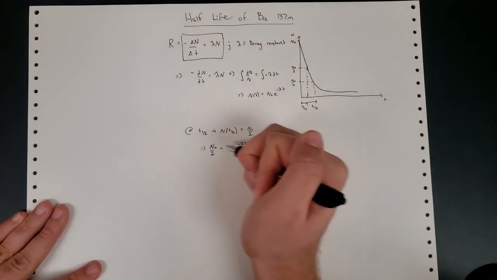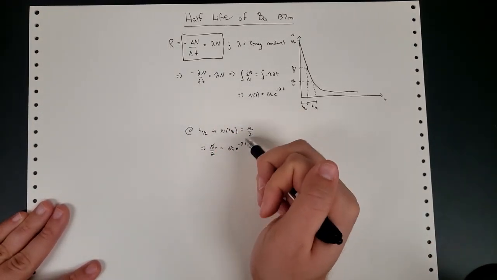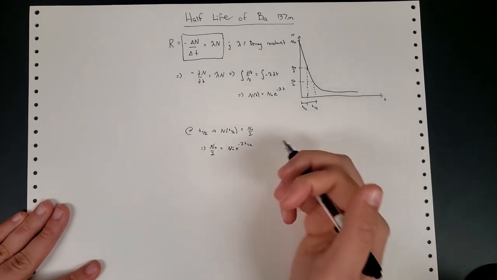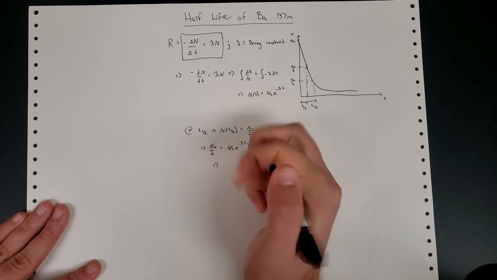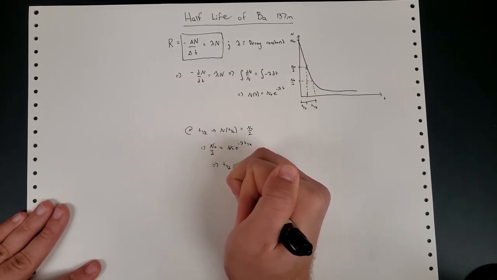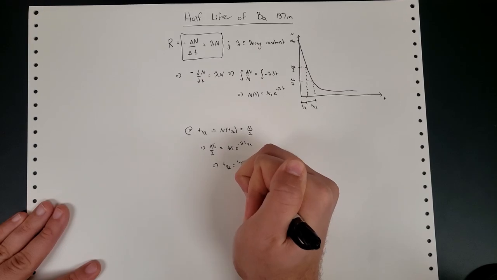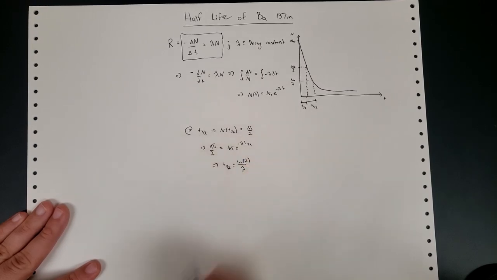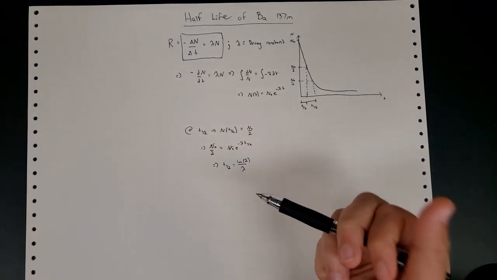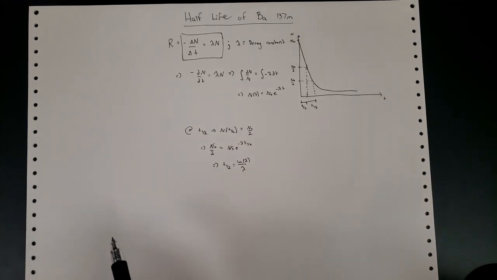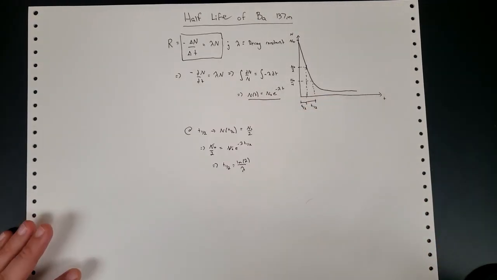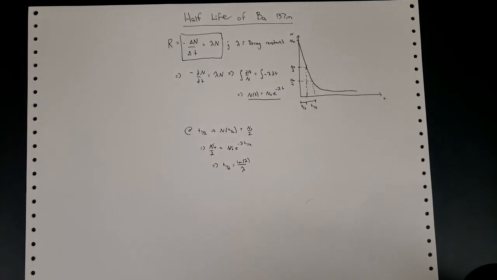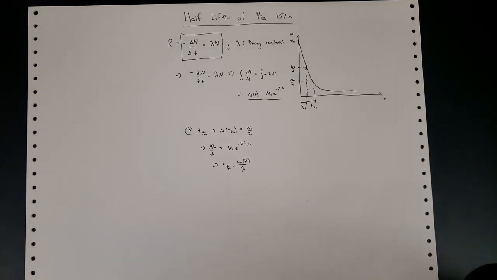And now these N naughts can cancel out, so we'll have 1/2 is equal to e to the minus lambda t 1/2. And if we take the natural log of both sides and do a little bit of algebra, what you'll end up with is that the half-life is equal to the natural log of 2 over lambda. So all we need to do in order to determine the half-life is to determine what lambda is. And in order to determine what lambda is, we need to put this equation into a linear form so that we can then graph it, and then from that graph determine what the decay constant lambda is.